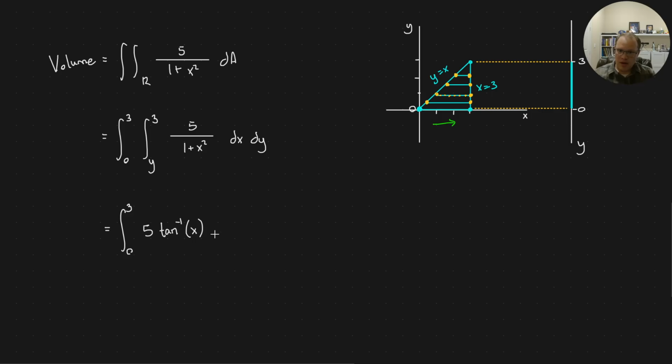Okay? And I'm going to evaluate that from x equals y to x equals 3. So let's plug in. Integral from 0 to 3 of 5. Plug in that top limit first. Arctangent of 3. And you know what? Let me move that 5 outside the integral. It's just a constant. Make things a little bit easier to look at. Arctangent of the top limit first minus arctangent of the bottom limit.